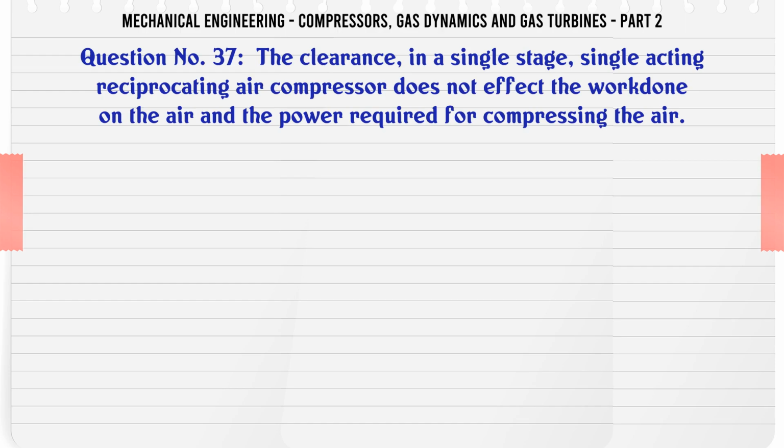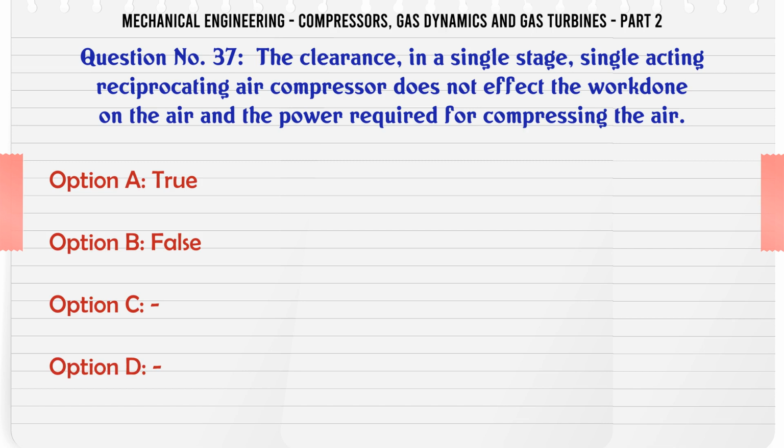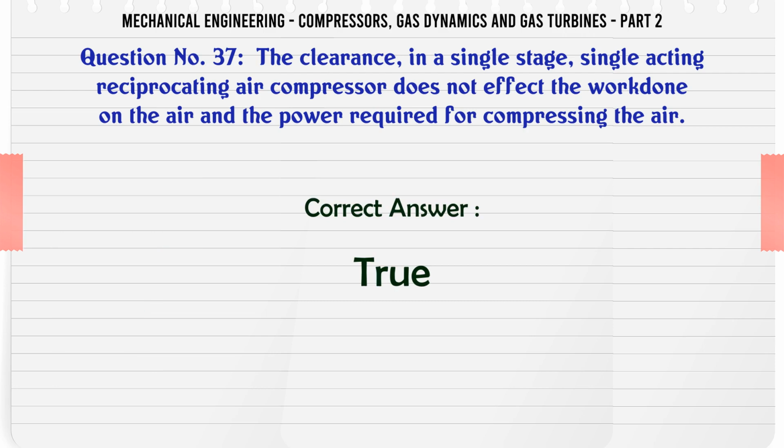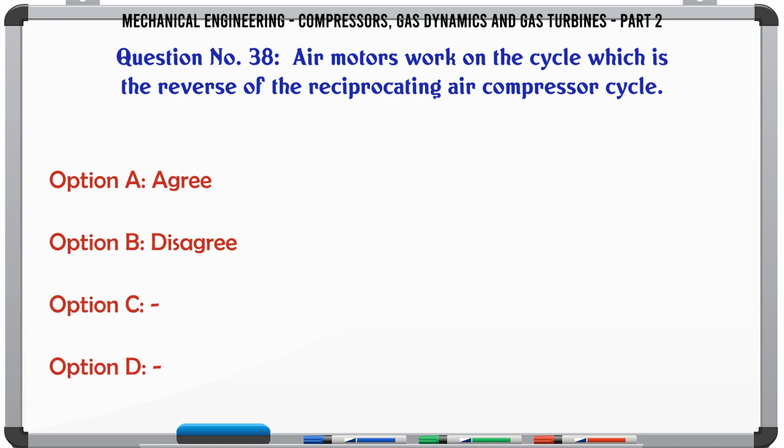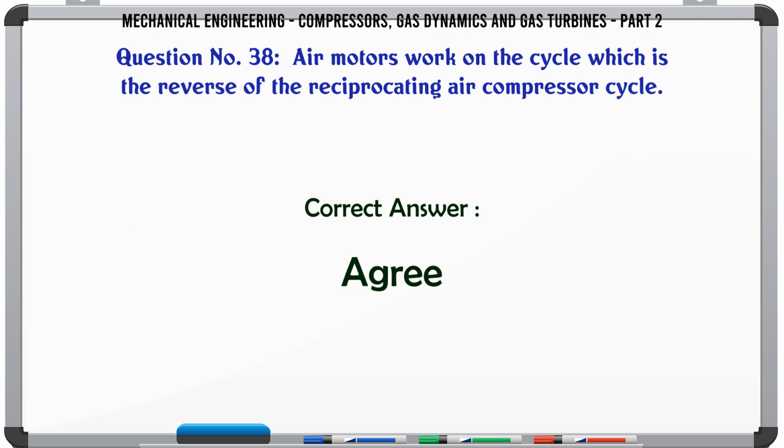The clearance in a single-stage single-acting reciprocating air compressor does not affect the work done on the air and the power required for compressing the air. A. True, B. False, C, D. The correct answer is true. Air motors work on the cycle which is the reverse of the reciprocating air compressor cycle. A. Agree, B. Disagree, C, D. The correct answer is agree.